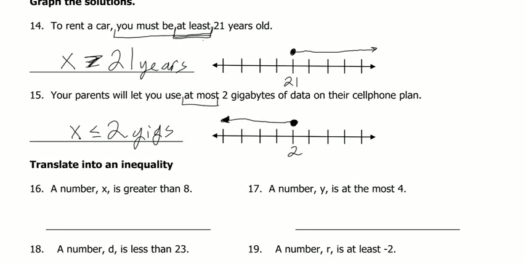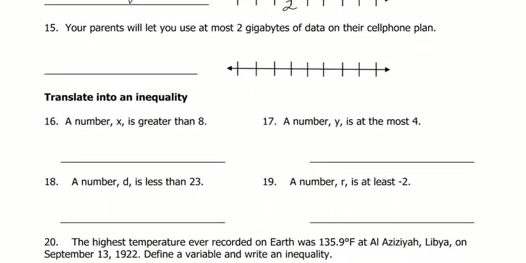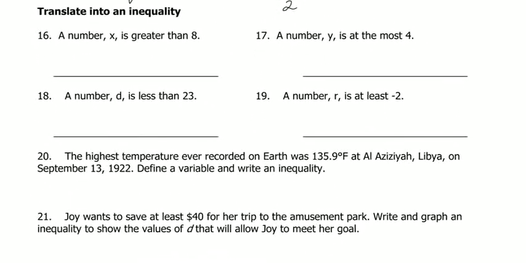So, on number 16, let's get all that out of the way. It says to translate into an inequality. So a number x is greater than 8. This is pretty easy to stake out. We got x is greater than 8. Whoa, done. This is going to take a whole new meaning to the word easy. Problems like this, you're going to pray for these to be on your test.